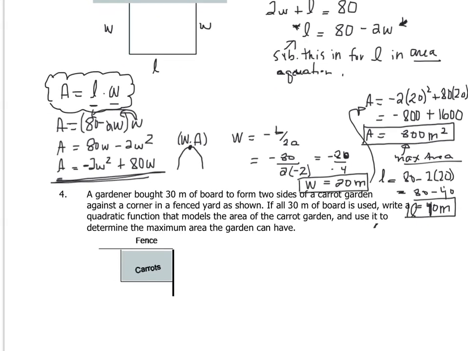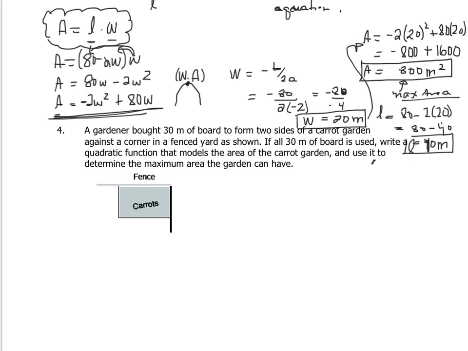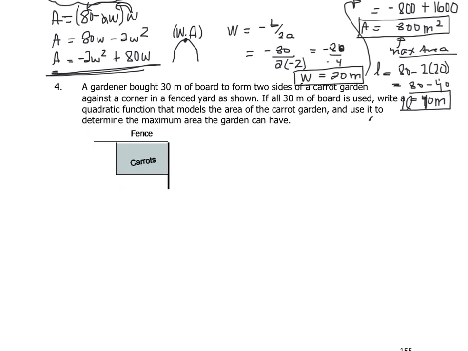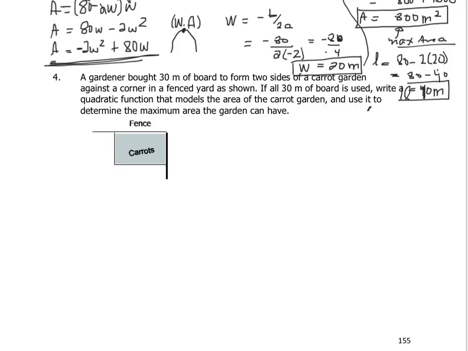Okay, so the next problem is a little bit similar to the one we just did, except you only got 2 sides this time, but it's the same kind of basic thought process that goes into coming up with the equation. So it says a gardener bought 30 meters of board to form 2 sides of a carrot garden against a corner in a fenced yard. As shown, if all 30 meters of board is used, write a quadratic function that models the area of the carrot garden and use it to determine the maximum area the garden can have.